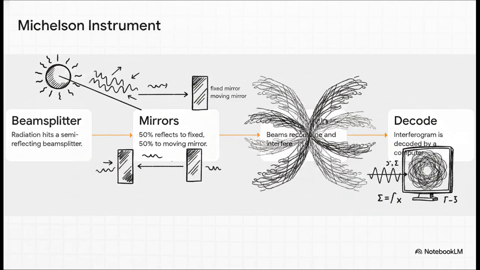This creates a really complex interference pattern called an interferogram. That pattern emerges from the machine and is rapidly decoded by a computer using a mathematical process called Fourier transformation. It's literally a marvel of physical engineering and high-level math working in total harmony.